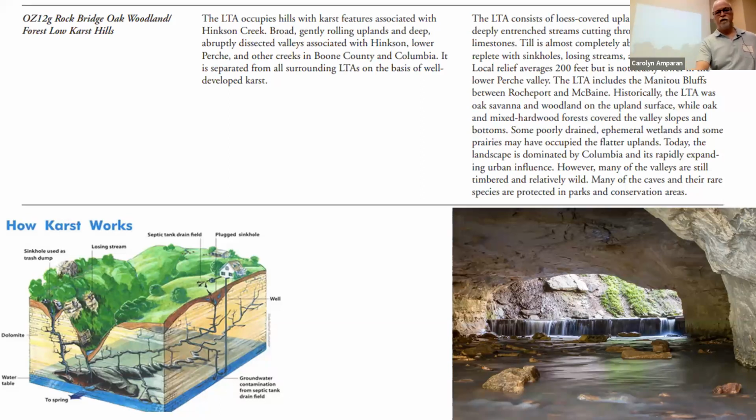Anyway, this is from the Atlas of Missouri Ecoregions, and it gives you a wonderful description of our particular LTA. Historically, the LTA was an oak savanna and woodland on the upland surface, while oak and mixed hardwood forest covered the valley slopes and bottoms. Some poorly drained ephemeral wetlands and some prairies may have occurred on the flatter uplands. Today, the landscape is dominated by Columbia and its rapidly expanding urban influence. However, many of the valleys are still timbered and relatively wild. Many of the caves and their species are protected in parks and conservation areas. So, nice little description of where we live in this book.